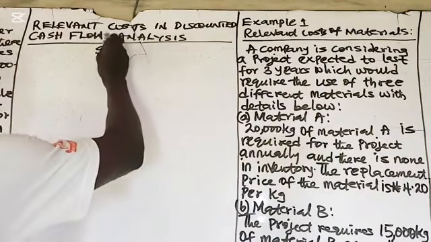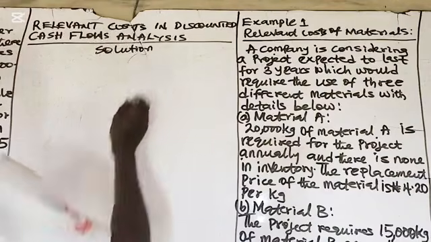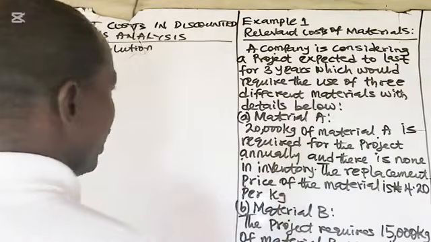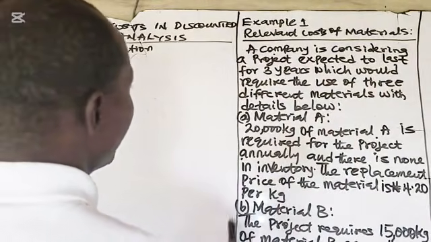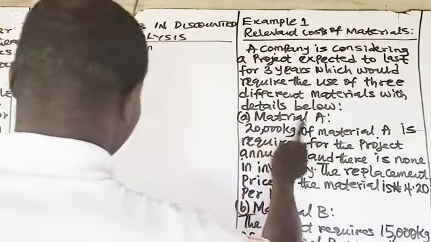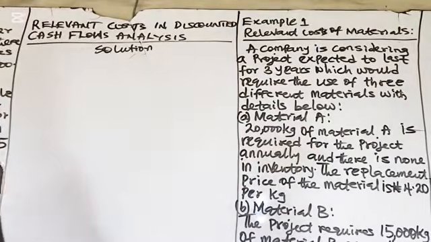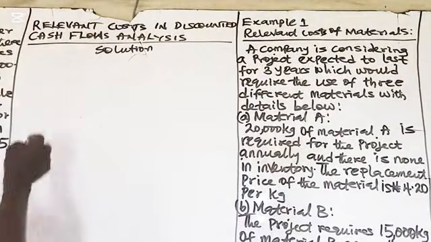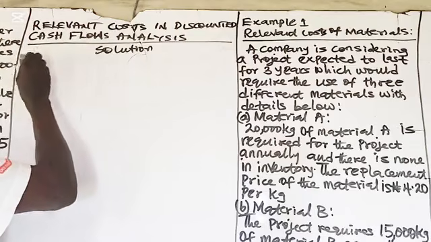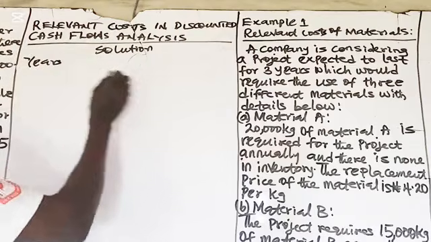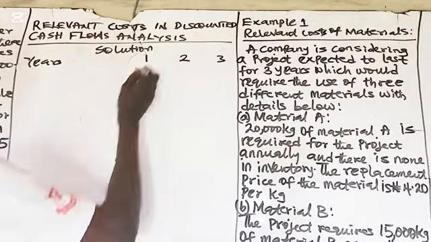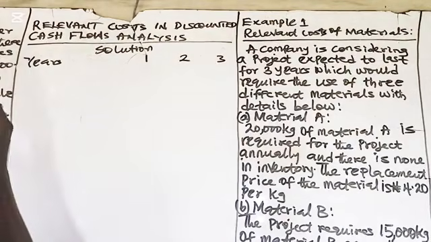Solution. You were told a company is considering a project expected to last for 3 years, which will require the use of 3 different materials with details below. We have material A. So 3 different materials are required. So let me have years. The life of the project is 3 years. Year 1, year 2, and year 3. These are the 3 years of the project life.